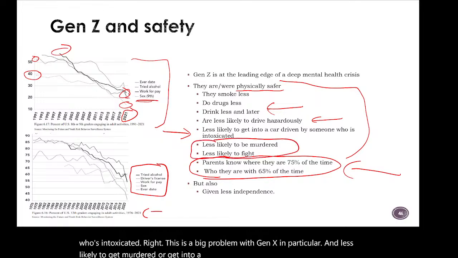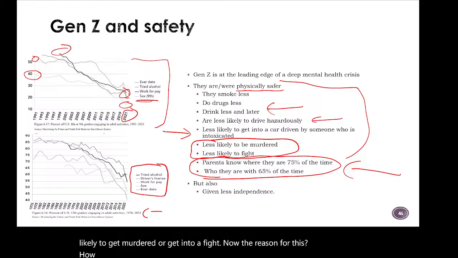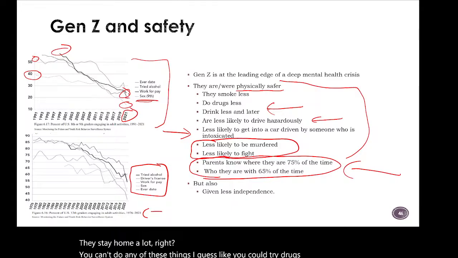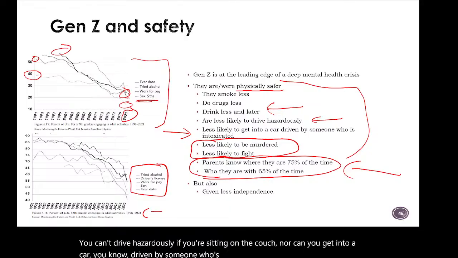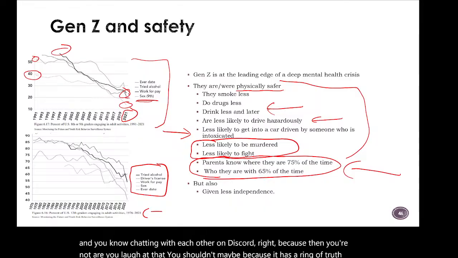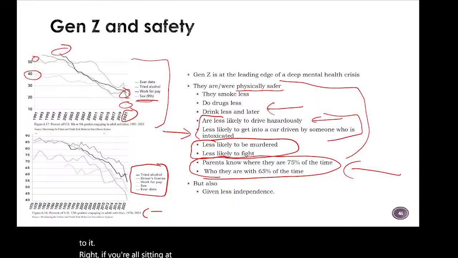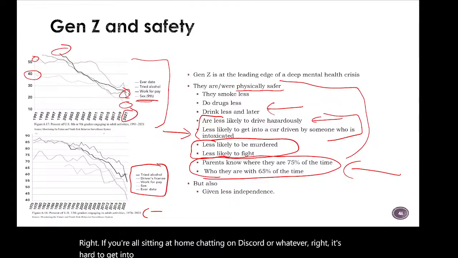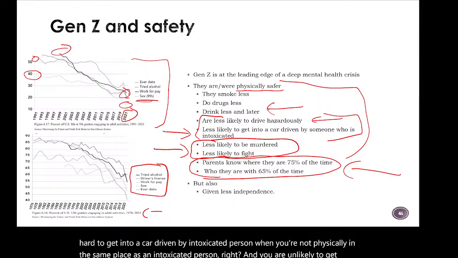Now, the reason for this, how to put this politely, is that they stay home a lot. You can't do any of these things. Well, I guess you could try drugs or smoke or drink. But you can't drive hazardously if you're sitting on the couch, nor can you get into a car driven by someone who's intoxicated if you're all sitting at home chatting with each other on Discord. Maybe you laugh because it has a ring of truth to it. It's hard to get into a car driven by an intoxicated person when you're not physically in the same place as an intoxicated person. And you are unlikely to get murdered or get into a fight in your bedroom.